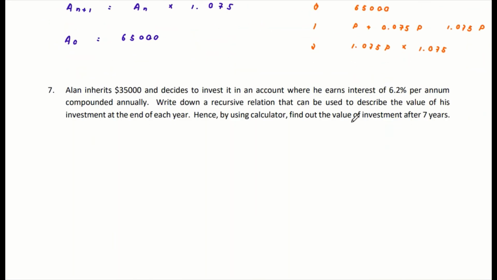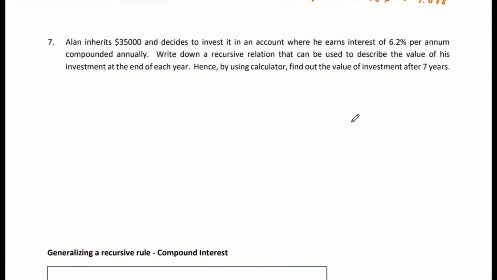Okay, 7. Alan inherits 35,000 and decides to invest it in an account where he earns interest of 6.2% per annum compounded annually. So same thing, write down a recurrence relation that can be used to describe the value of his investment at the end of each year. Then, by using a calculator, find out the value of the investment after 7 years.